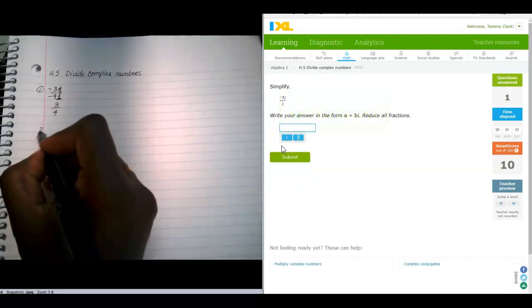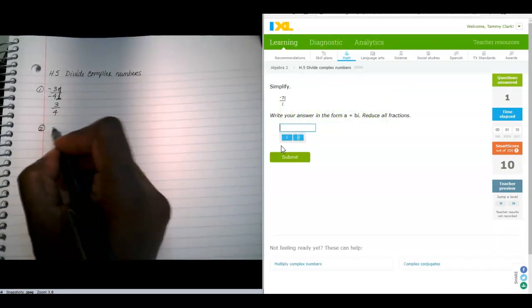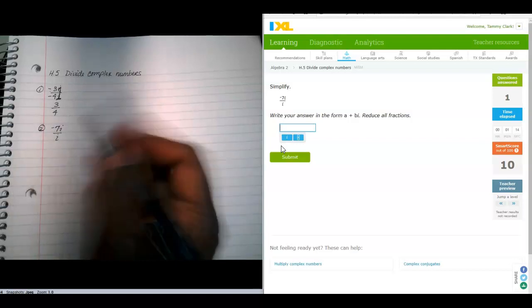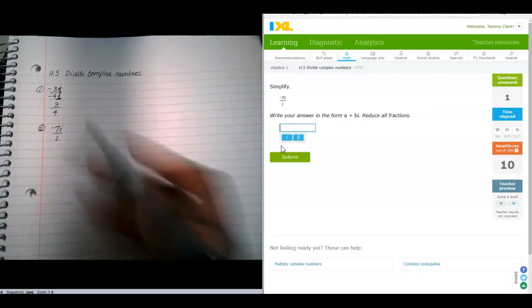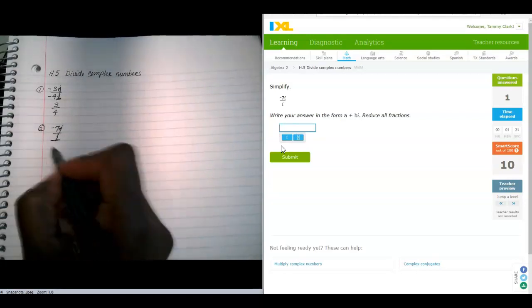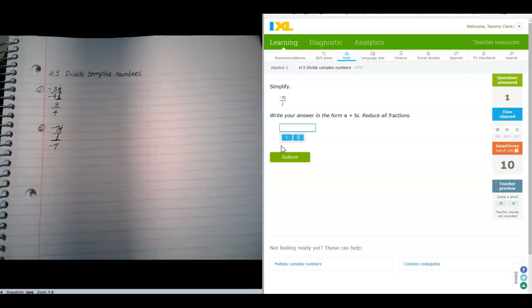So look at number 2. We've got negative 7i divided by i. Same issue. Any number divided by itself reduces to 1. So what we have left is just negative 7.